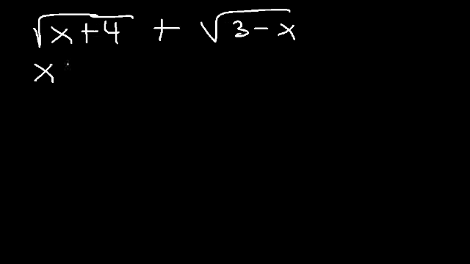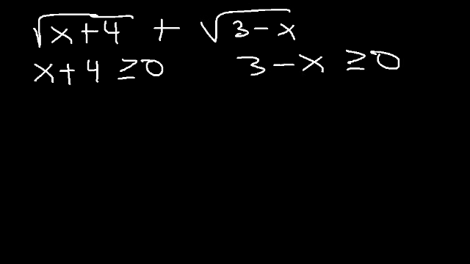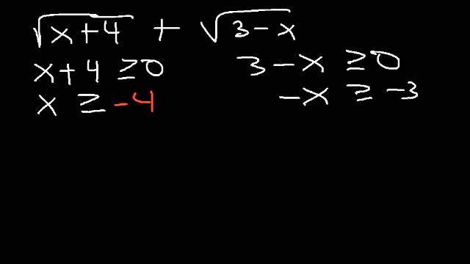So in this case, for the first one, x plus 4 has to be equal to or greater than 0, and 3 minus x is equal to or greater than 0. So for the first one, x is greater than or equal to negative 4, and for the second, we need to subtract 3 from both sides, and then divide by negative 1, so x is less than or equal to positive 3.